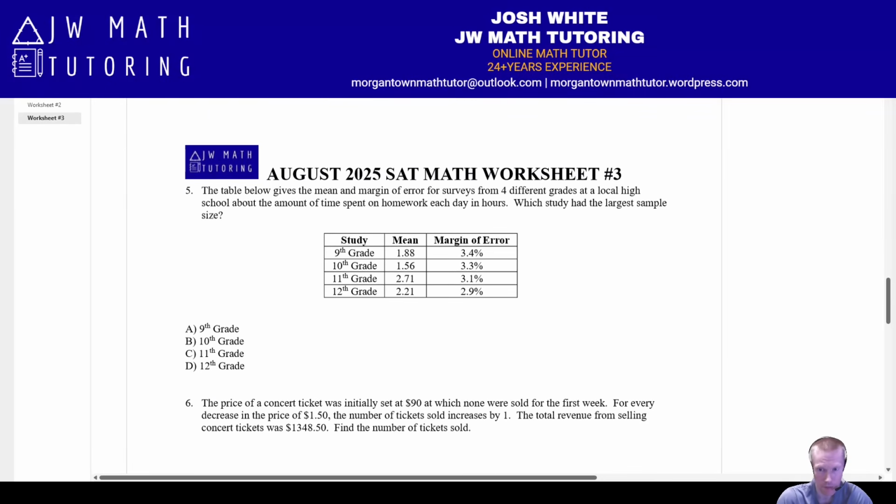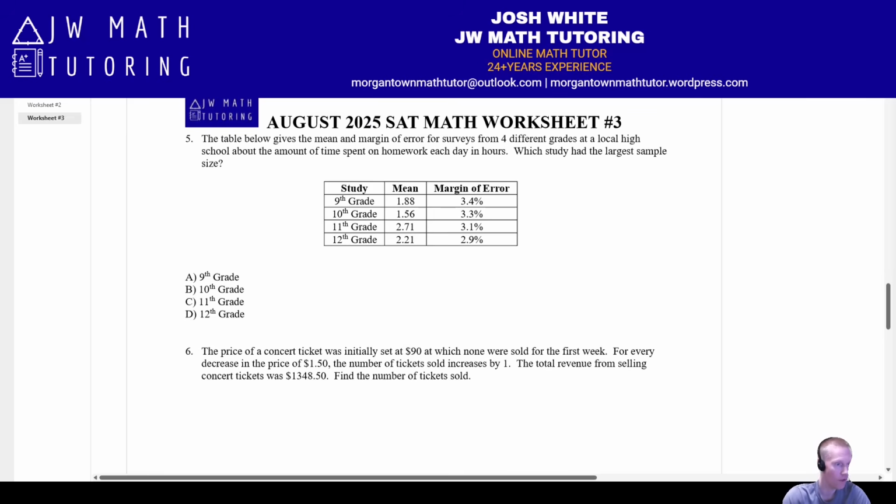All right, let's look at the top of the next page. Question number 5. You are given a table with the results of 4 different surveys. You're given the mean of each survey. You're given the margin of error of each survey. And it wants to know which had the largest sample size. Now, one thing to mention is we're assuming that the methods for all of these surveys are the same. Whatever random sampling or how they're administering the survey, we're assuming it's done the same for the 9th grade versus 10th versus 11th versus 12th. So you have to assume that in order to draw a conclusion about the sample size from this data.